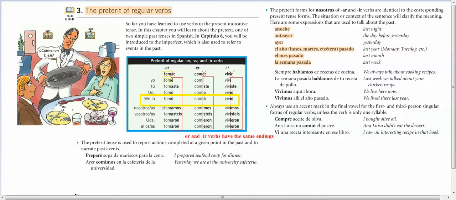Nosotros tomamos té helado con nuestra cena ayer. So you add these endings to say that different people drank iced tea with their dinner yesterday. So it's tomé, tomaste, tomó, tomó, tomamos, tomasteis, tomaron, tomaron. And you'll notice this time ER and IR verbs actually get the same endings, which makes things a little bit nicer for us.